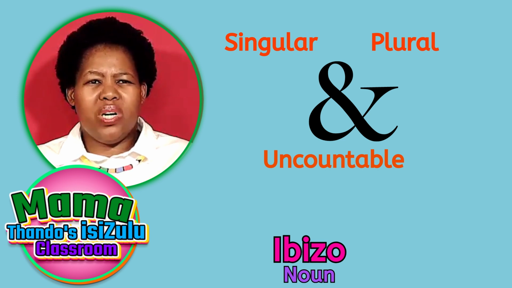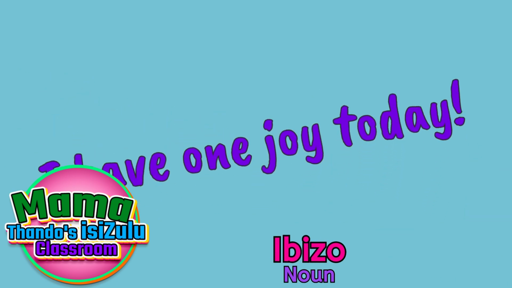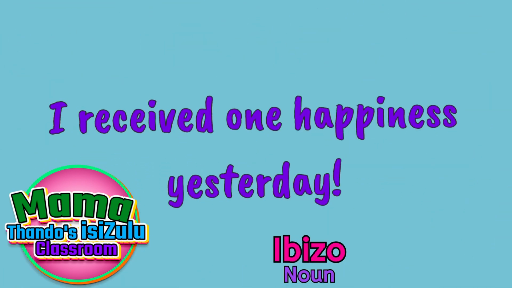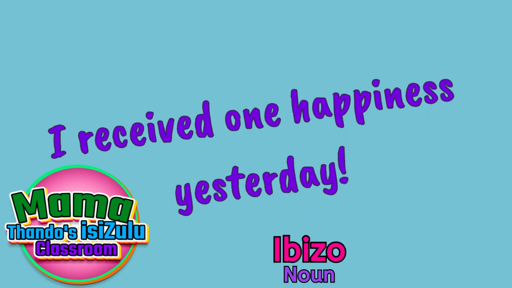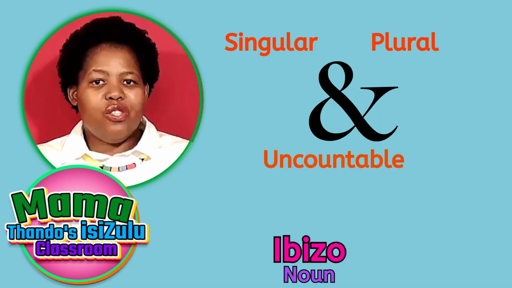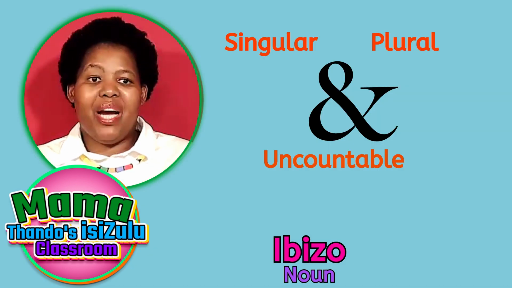It doesn't have a plural. It doesn't have a singular. You can't say, I have one joy today. I received one happiness yesterday. There is just no such. Here are those nouns now.